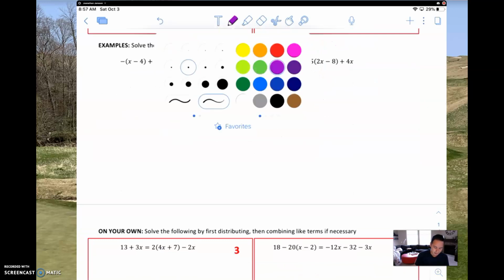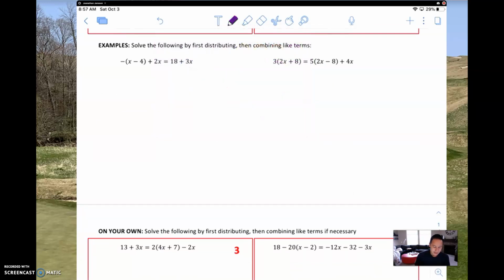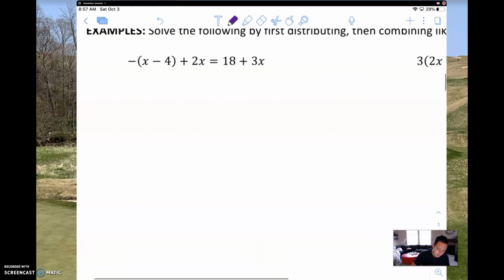Next couple examples for you. Now it's going to involve a little bit of distributing too. And then we're going to combine some like terms. So let's go ahead, draw a line going down.